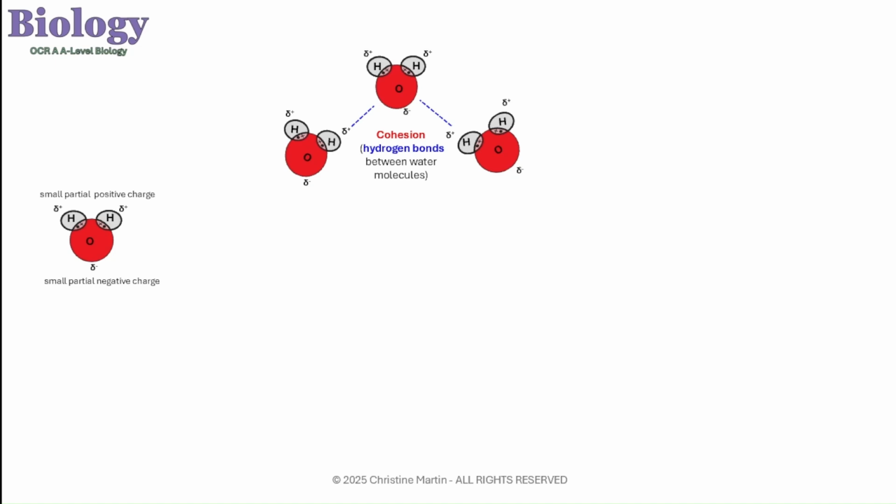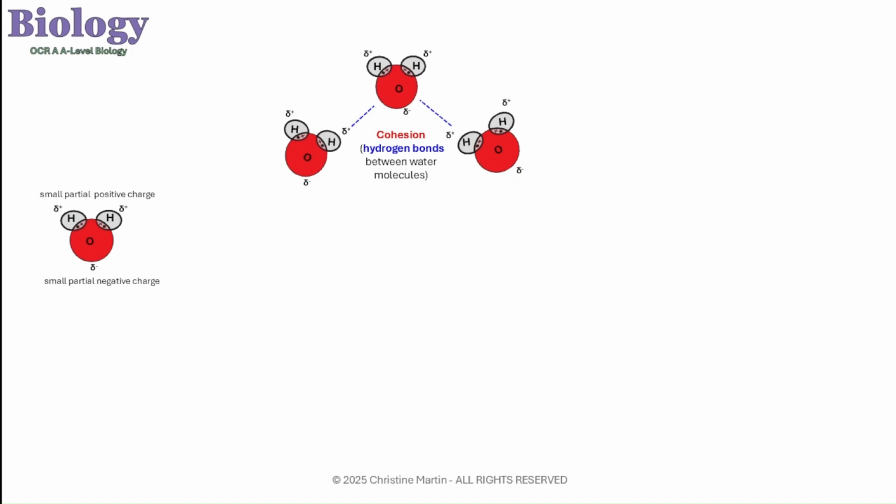These weak intermolecular forces occur between a hydrogen atom covalently bonded to an electronegative atom such as oxygen, nitrogen, or fluorine in one molecule, and a lone pair of electrons on an electronegative atom such as oxygen, nitrogen, or fluorine in another molecule. So in water, a hydrogen bond forms specifically between the hydrogen atom of one molecule and a lone pair of electrons on the oxygen atom of another water molecule.